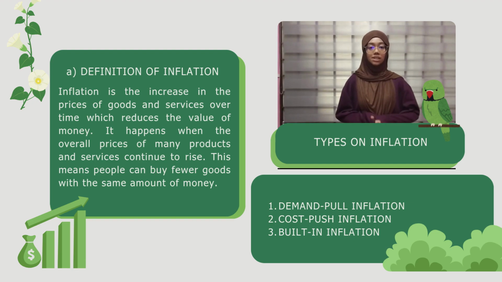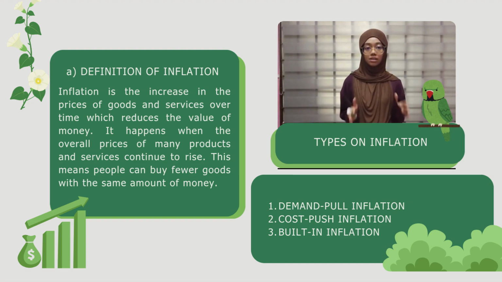The second type is cost push inflation. Cost push inflation is the type of inflation that happens when the cost of producing goods and services increases. When businesses face higher costs such as raw materials, wages, or transportation costs, they might increase the prices of their products to maintain profit. For example, when the price of fuel increases, the transportation costs also rise. So, the businesses increase the price of products to cover these higher costs.